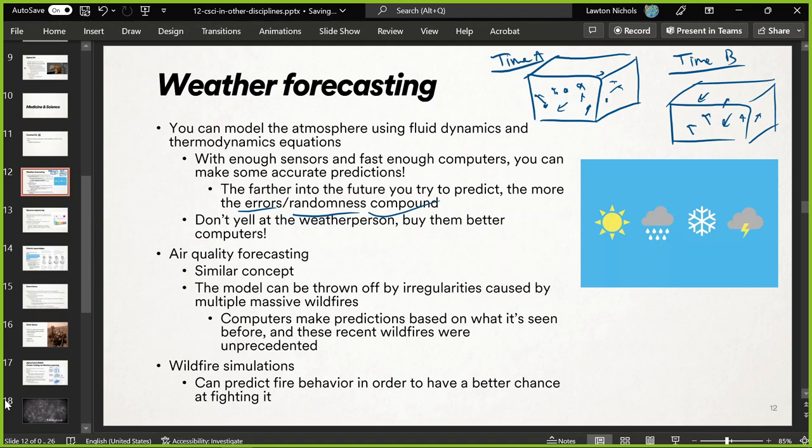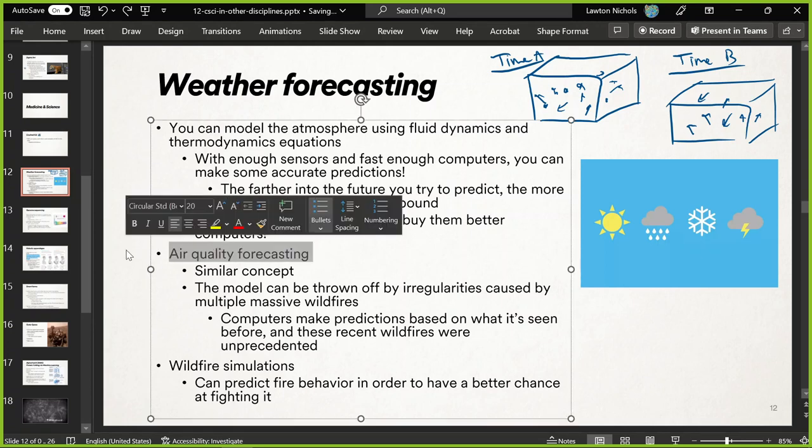So the weather accuracy for tomorrow is probably very, very good, but the weather accuracy for 2 weeks from now is a little bit more fuzzy, okay? That's the reason why. There's a bunch of errors that compound when you try to model this stuff. Okay? So yeah, it's not the weather person's fault. It's the computer's fault these days, which is pretty nice. So yeah, that's really fun. And it makes for some very good computer science talk.